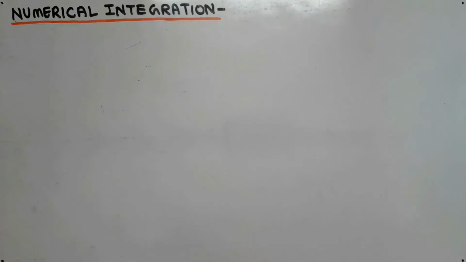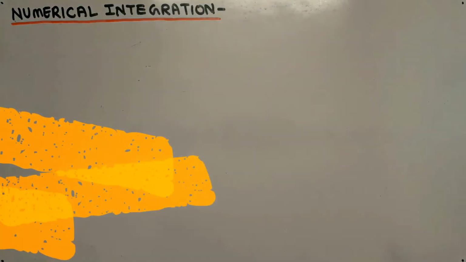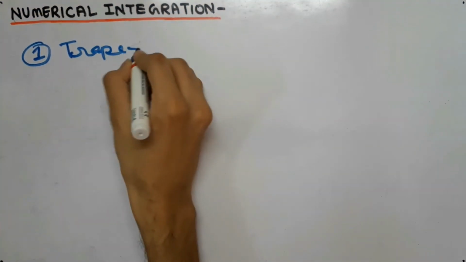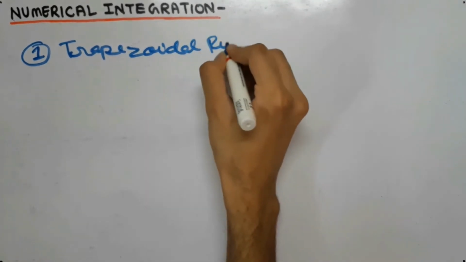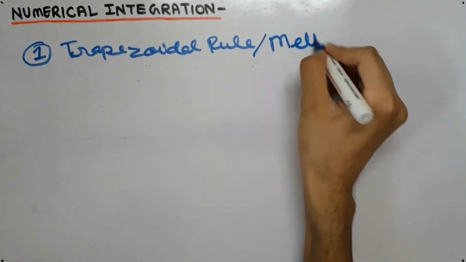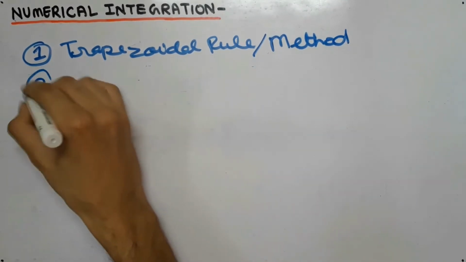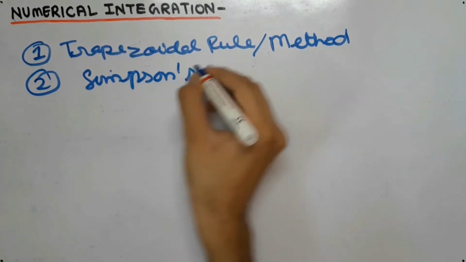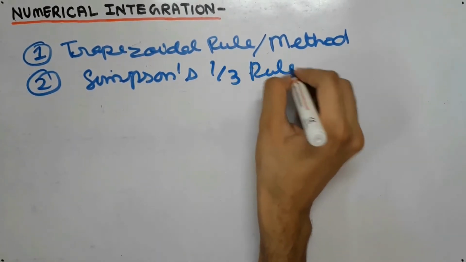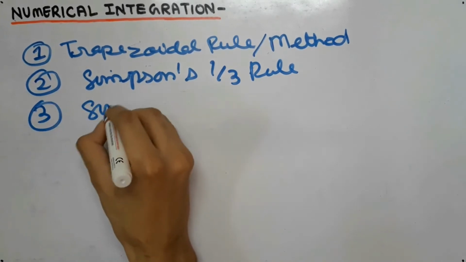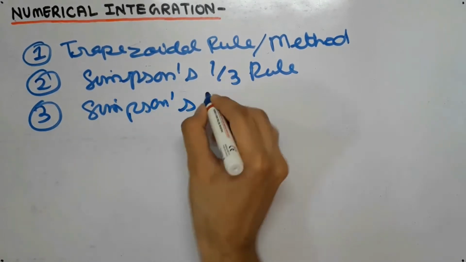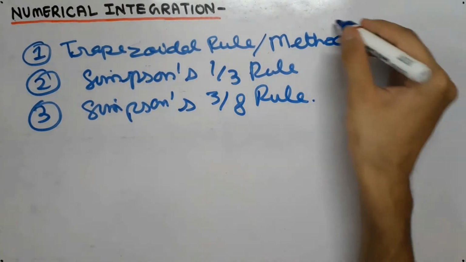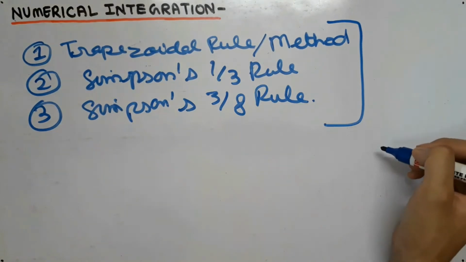Guys, today we are going to do numerical integration. Numerical integration consists of three methods. That is, the first method is the trapezoidal rule, also known as the trapezoidal method. Secondly, we have Simpson's 1/3 rule. And thirdly, we have Simpson's 3/8 rule. So guys, first we are going to look at the formulas for each of these methods. Then we are going to do a couple of questions.